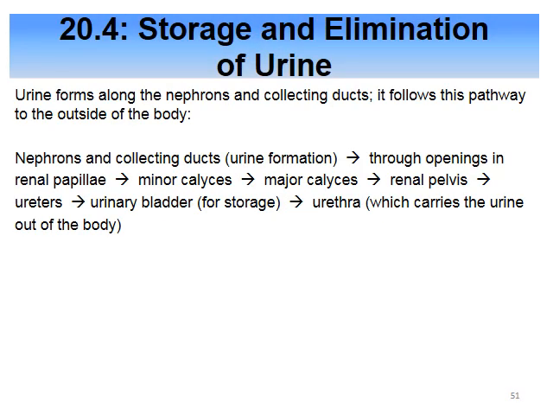Okay, so the storage and elimination of urine. Again, the nephrons and collecting ducts will form the urine. It'll pass through the openings in the renal papilla into the minor calyces, the major calyces, the renal pelvis, the ureters, the urinary bladder, the urethra, and then the outside of the body.